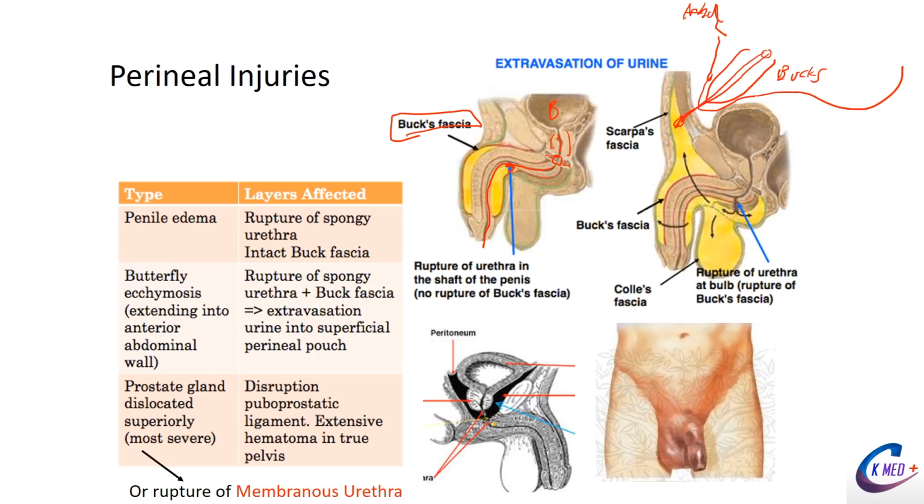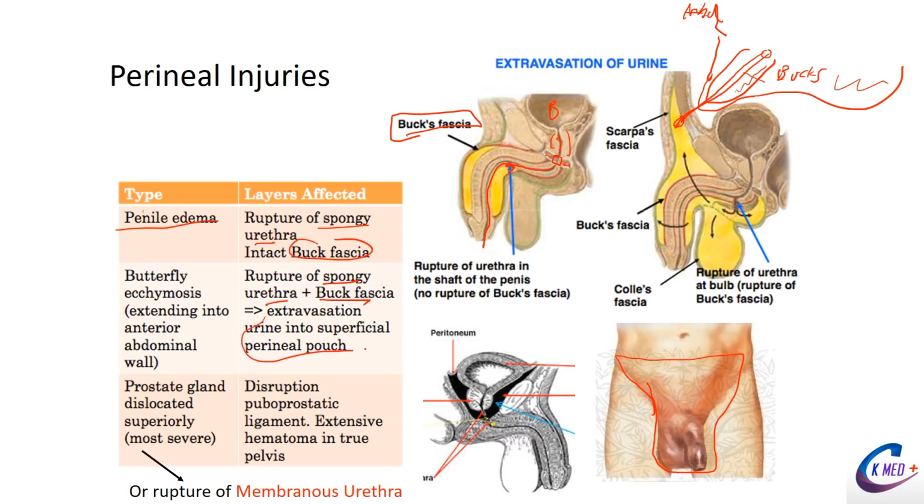Okay, so if I just rupture the urethra, I'm going to fill in just the first bag, and it's going to fill in this place. And that is when Buck's fascia is maintained. But if I also damage through the urethra and through Buck's fascia, I'm going to fill in this area, and that's my superficial pouch. And so if I just have penile edema, it's rupture of the spongy urethra with intact Buck's fascia. If I have a butterfly ecchymosis that runs up the abdominal wall in this superficial pouch, which is all over the place, up to the abdomen, such as this guy right here, all the way up this way like this. Here's his butterfly ecchymosis. Then that is because we damaged the spongy urethra and Buck's fascia.